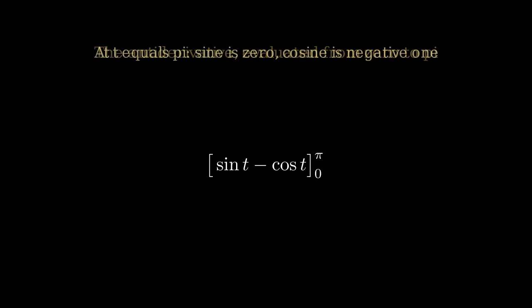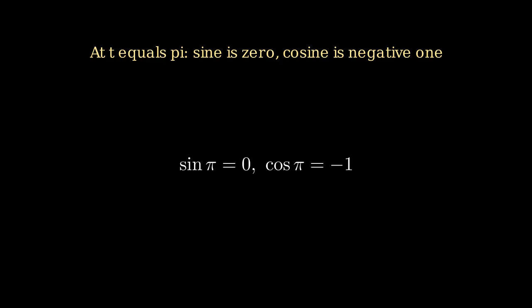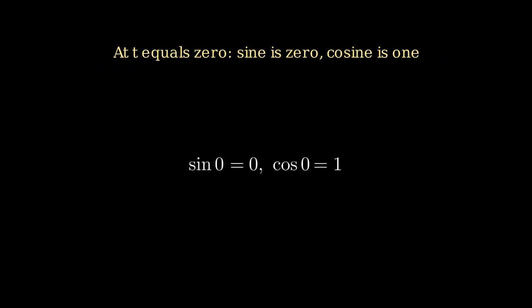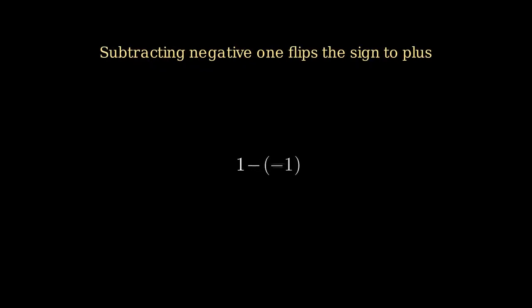At the upper limit, t equals pi. Sine of pi is 0. Cosine of pi is negative 1. So this gives 0 minus negative 1, that equals 1. At the lower limit, t equals 0. Sine of 0 is 0. Cosine of 0 is 1, so this gives 0 minus 1, that equals negative 1. Subtract the lower value from the upper value: 1 minus negative 1 equals 2, so the line integral equals 2.